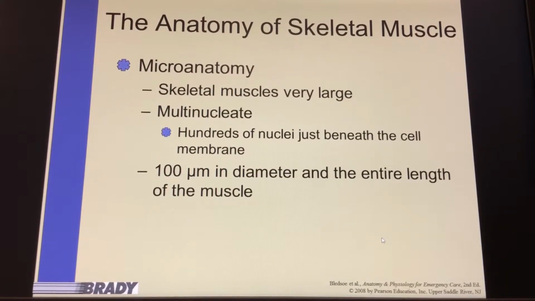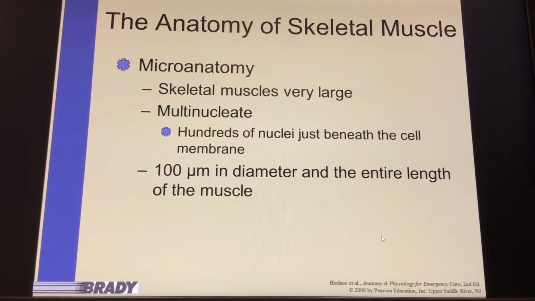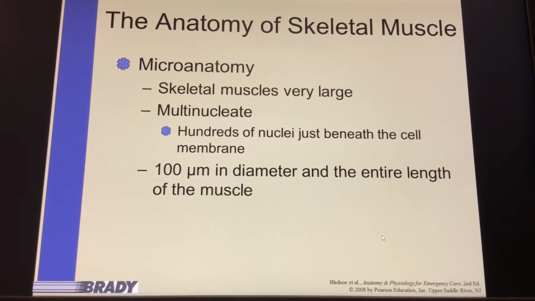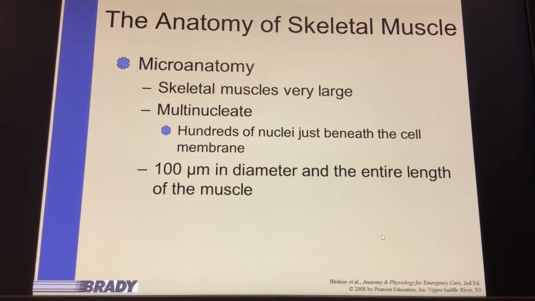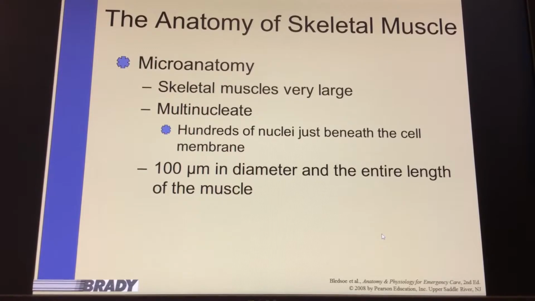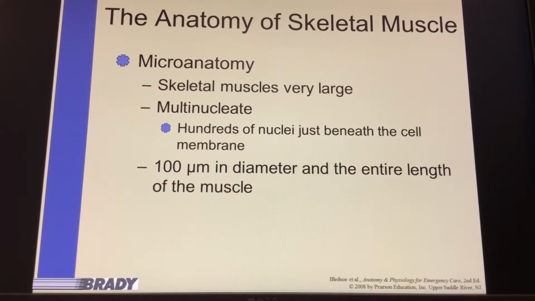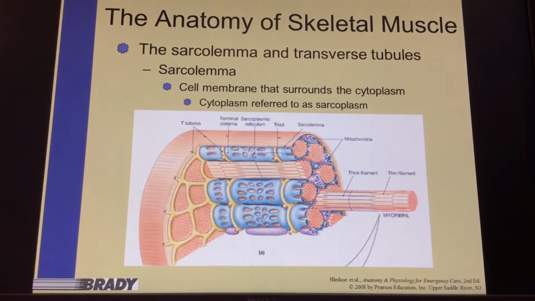Most of the skeletal muscles are very large, and a big difference between our skeletal muscle and the smooth muscles and the cardiac is that these are multinucleated. There's hundreds of nuclei in there, which basically help control the motion, and because we want them to work, they need to have that ability to work and focus.